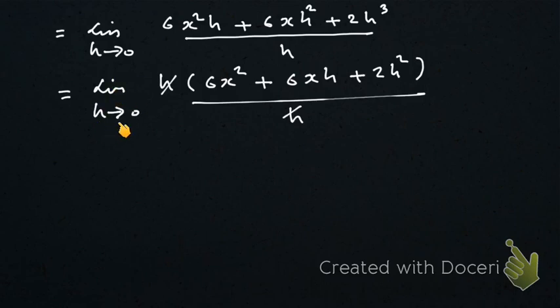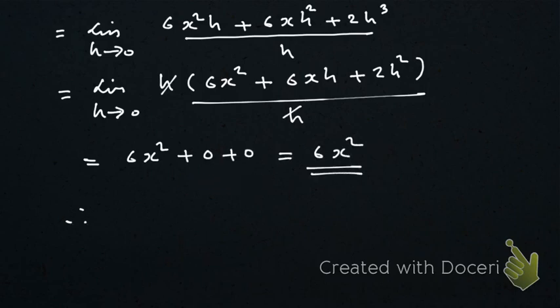Now I can apply the limit as h tending to 0. If h is tending to 0, the second term will become 0, the third term becomes 0, 6x square will stay. So I get 6x square plus 0 plus 0. So that's 6x square. So I write my conclusion. Therefore, f dash of x is going to be 6x square from first principles.